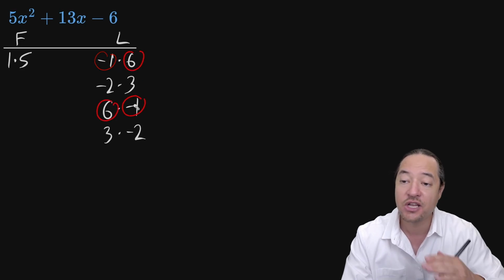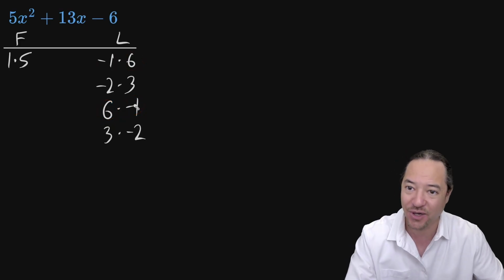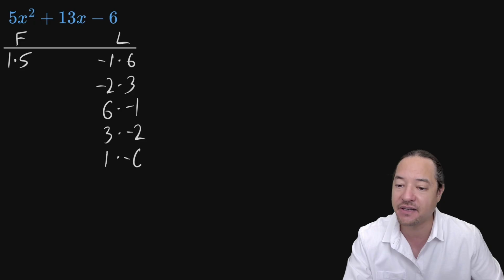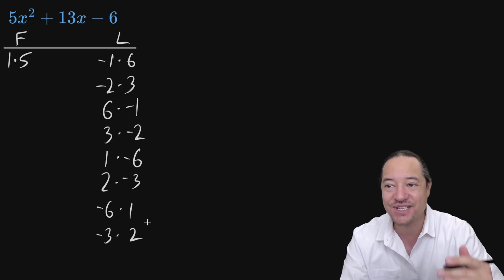Maybe this is wrong. So we have to do the other possibility and multiply everything by negative 1, basically negate it. So that's going to give us options of 1 times negative 6, 2 times negative 3, negative 6 times 1, and negative 3 times 2. And so this unlocks even more combinations for us to try.